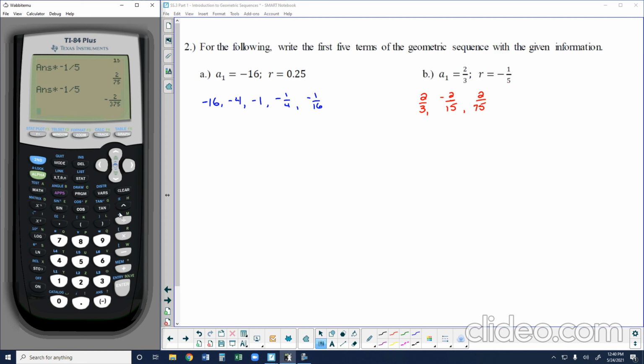I can do this again, real quick, 2 times in succession to get my next 2 terms. So my next term would be negative 2/375, and my final term would be 2/1875. Hopefully you were able to come up with those 5 terms, as a geometric sequence begins with a term, and each term has the same ratio as we go in succession. So this is a geometric sequence.